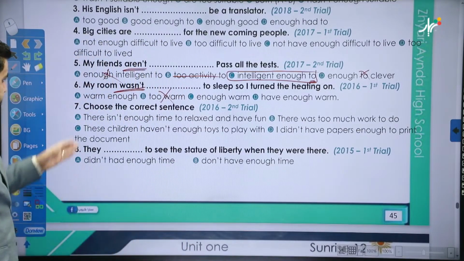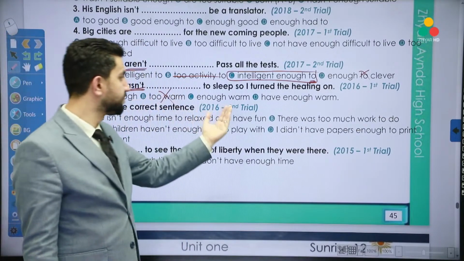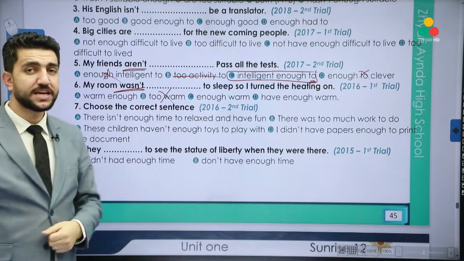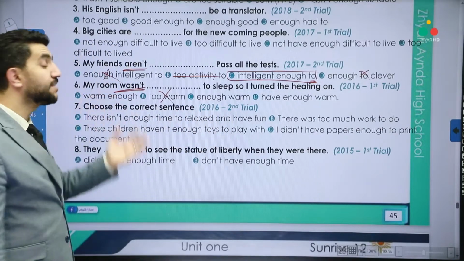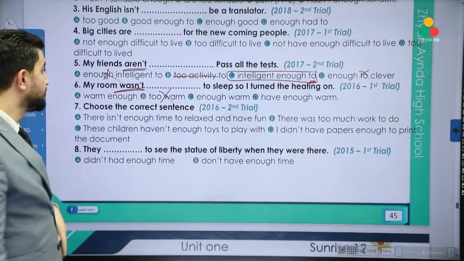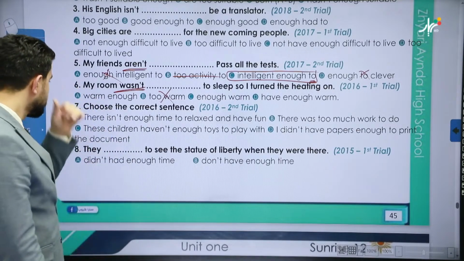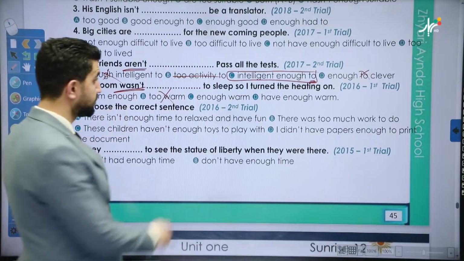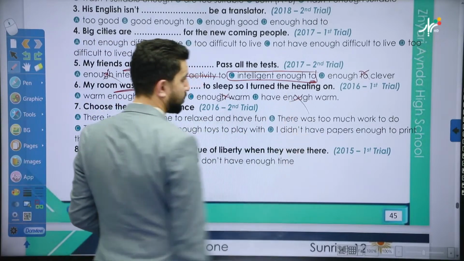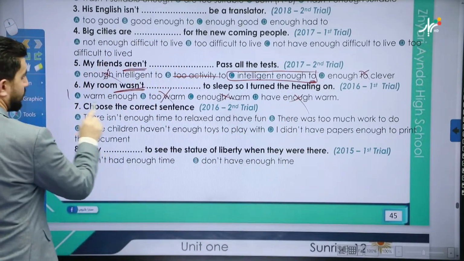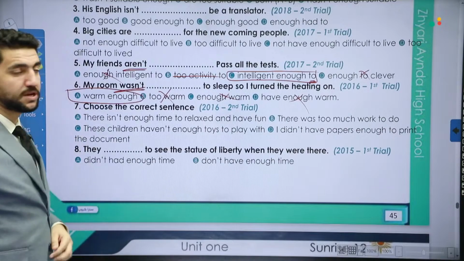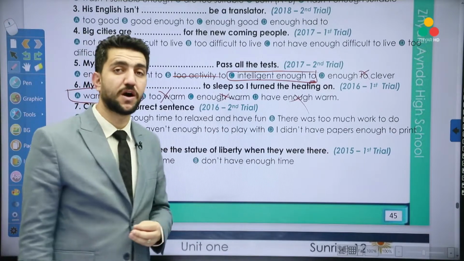Okay, let's see. Warm enough, enough warm. Do we have "have" and "has"? No. Do we have "there" and "there"? No. So enough never comes at the beginning. Enough is not a hero here. So enough comes after. This one is at the beginning, wrong. This one is at the beginning, wrong. The correct answer, warm enough. My room wasn't warm enough to sleep, so I turned the heating on.